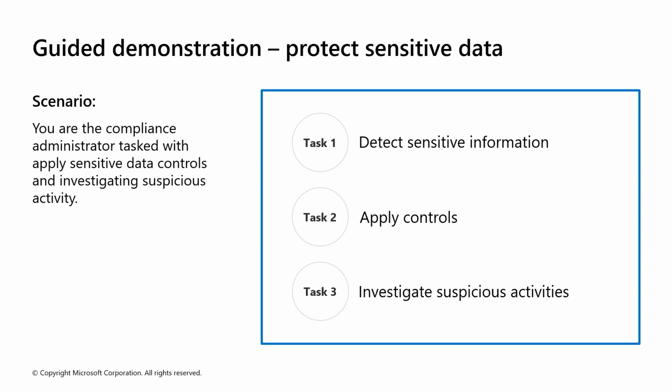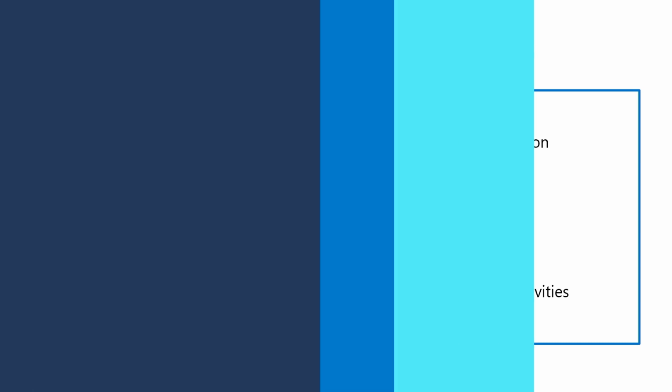So let's go off and do the demonstration now to take a look at protecting sensitive data types. We'll take a look first at detecting sensitive information. We'll apply controls to that data, and then we'll investigate suspicious activities against it. So let's go off and do that demonstration.